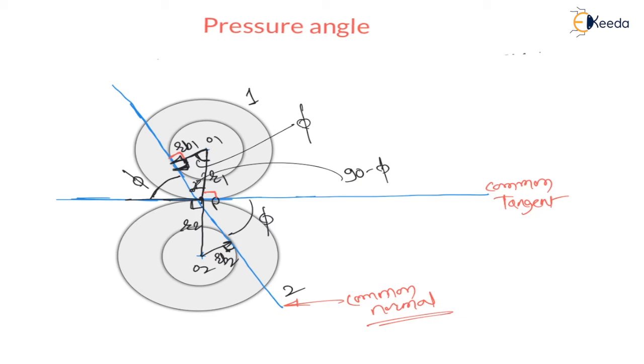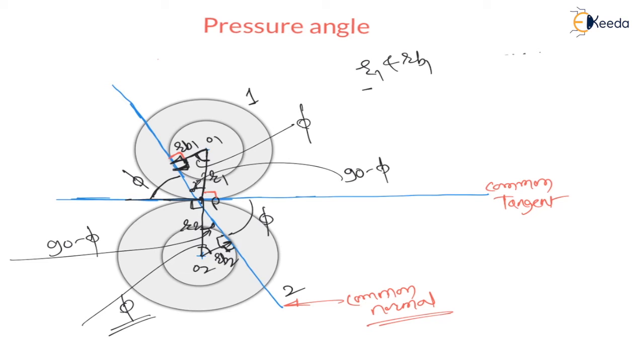Again in gear 2, let us understand, right? Here the angle between horizontal and vertical is 90, and from 90 this phi will go. Therefore, this small angle will remain 90 minus phi, and at this location there is a 90-degree angle, therefore this angle will become phi, right? This angle between R1 and RB1 is phi, as well as the angle between R2 and RB2 is phi, right?